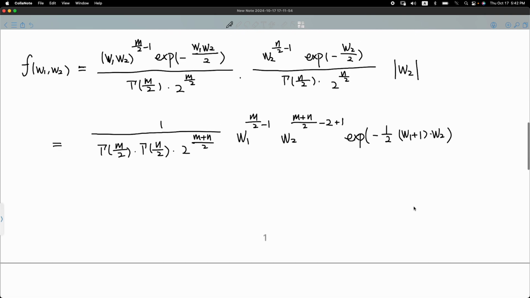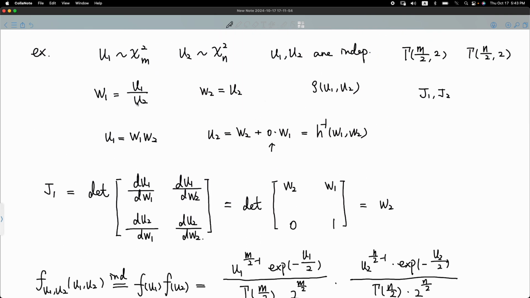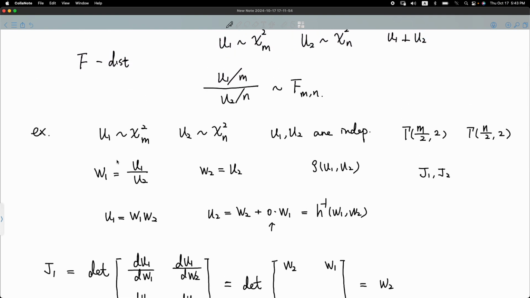So this is the joint density function for W1 and W2. But what we want in the end is the marginal for a random variable, or in our case W1, because W1 by construction is the ratio U1 over U2. This is the construction for an F distribution. So that's the reason why we set up W1 as U1 over U2. So our next step is to find the marginal distribution for W1, to get the marginal distribution for this ratio. And then in the end, we will take care of this m over n, and that will give us the final density function for this particular ratio here.